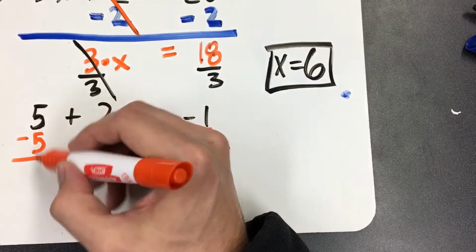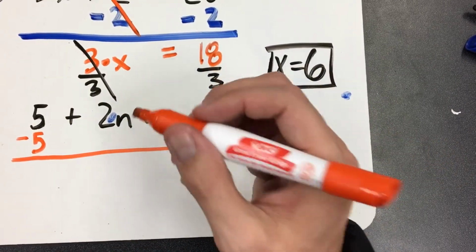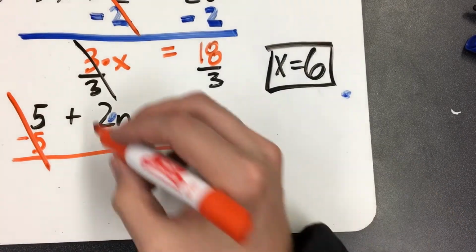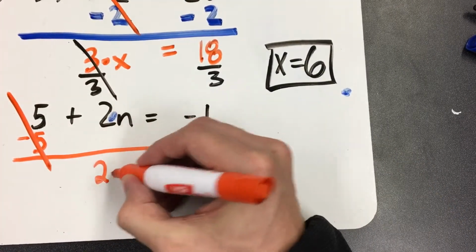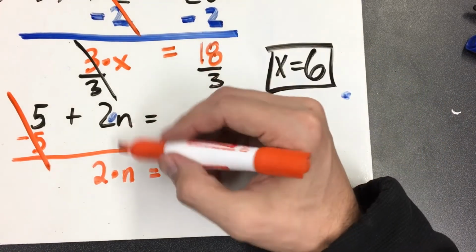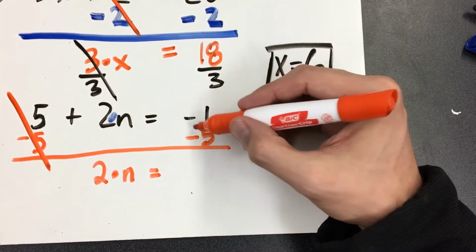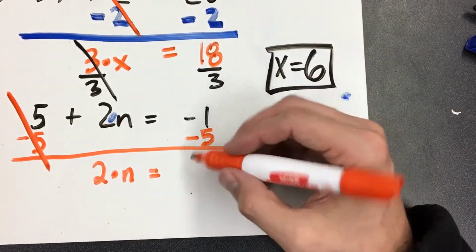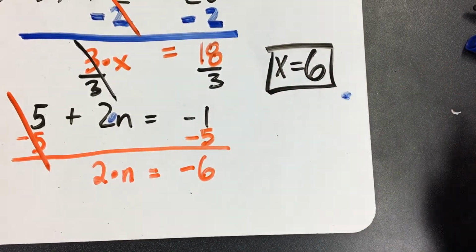And so over here, 5 minus 5, does that equal 0? Yes, it does. And so if it equals 0, I can cross it out. Over here, I'm left with 2 times n, just hanging out. I'm not messing with that right now. I always say to save that letter n for the very end. And here, negative 1 minus 5, that's a very difficult one for kids in 8th grade to do in their head. Use your calculator if you need help, but that's actually negative 6.